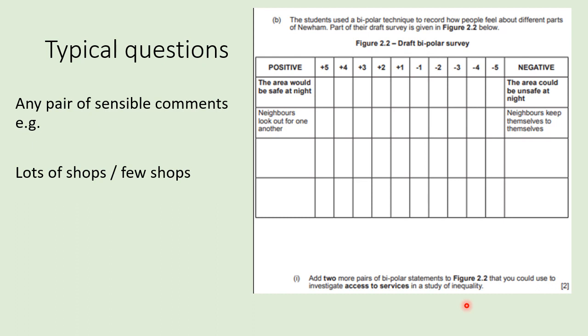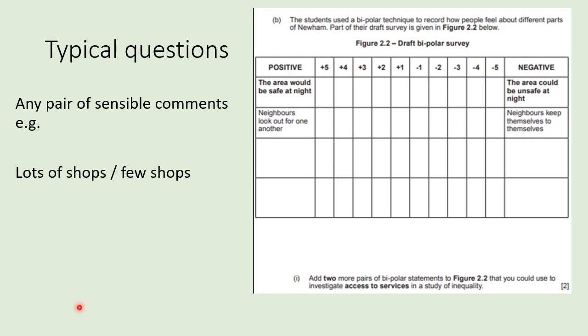Well, access to services means that you're near shops, you're near schools, hospitals, buses, railways, things like that. So anything like lots of shops, few shops, near schools, not near schools, they just have to be opposite. And as long as they're opposites and they're linked to services, you're absolutely fine. So it should be really nice and easy, those sort of questions.